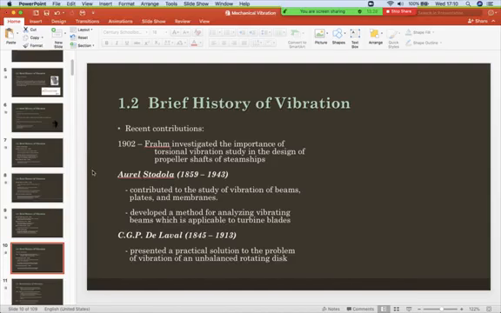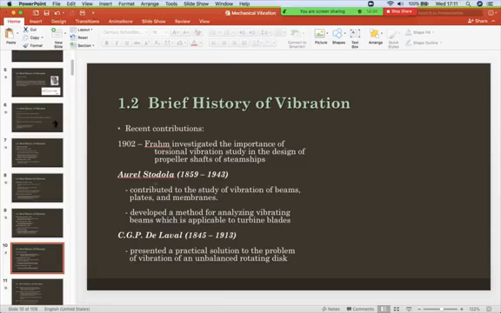Aurel Stodola, in 1943, contributed to the study of vibration of beams, even structural beams like in buildings. There's a vibration on that, and you can project and even analyze beforehand whether the beam is operating with balance or operating with abnormality. You can analyze this kind of elements.